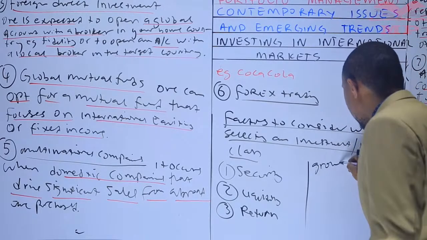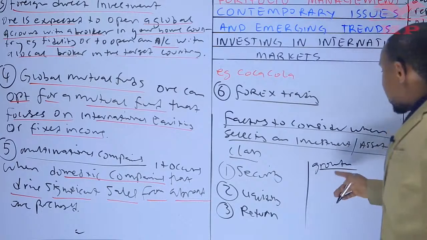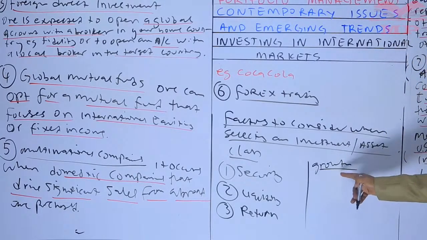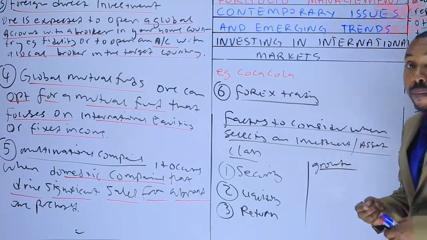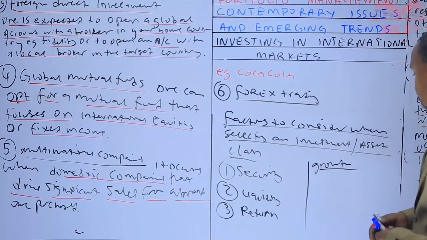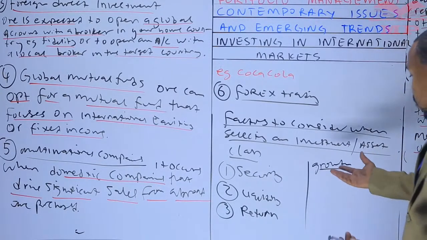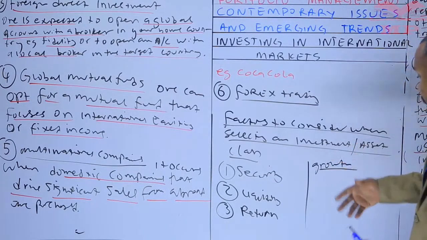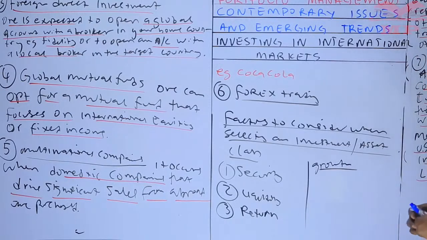Number 4, growth. They should be able to maintain their purchasing power. So growth is also a significant element of it. And of course, growth is tied with inflation. So securities should be able to actually grow in terms of capital gains.